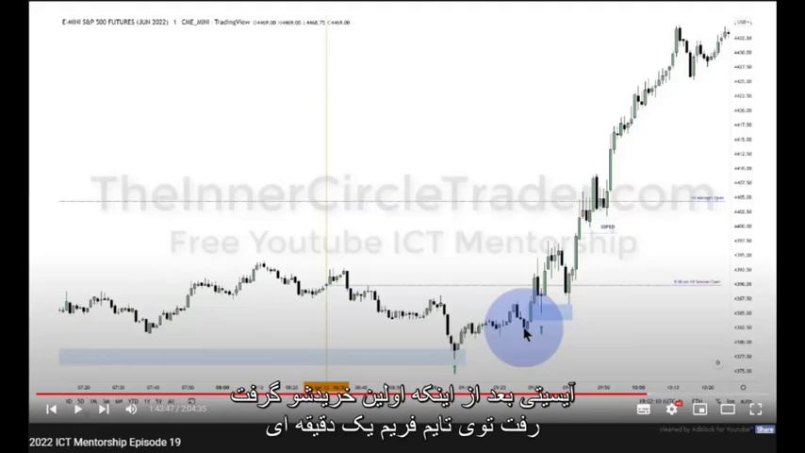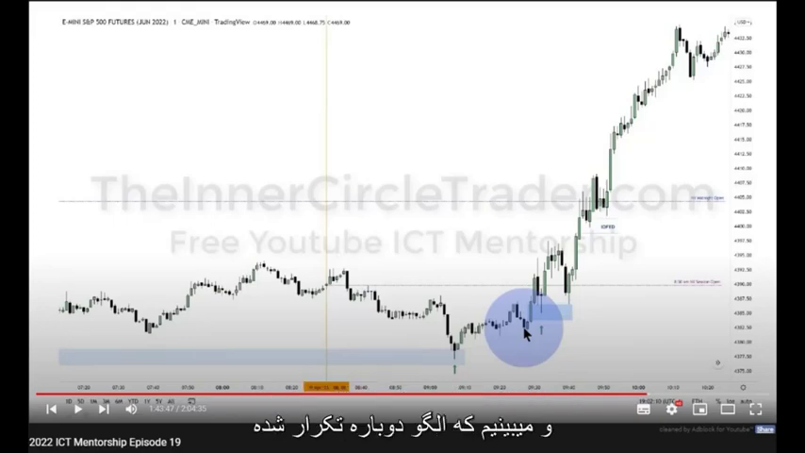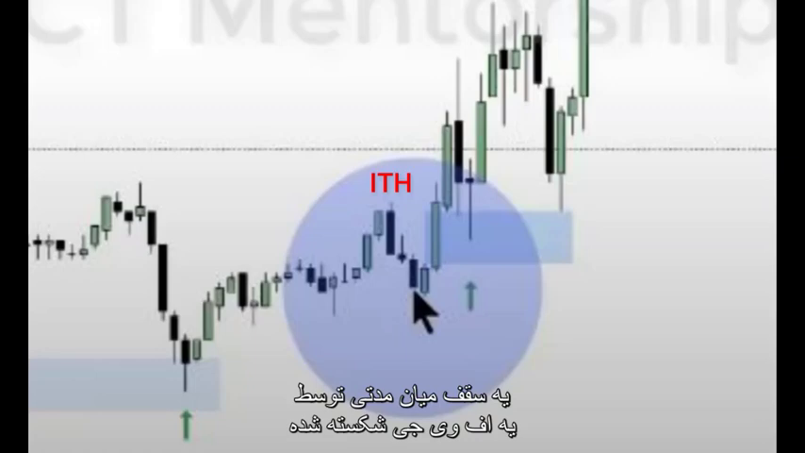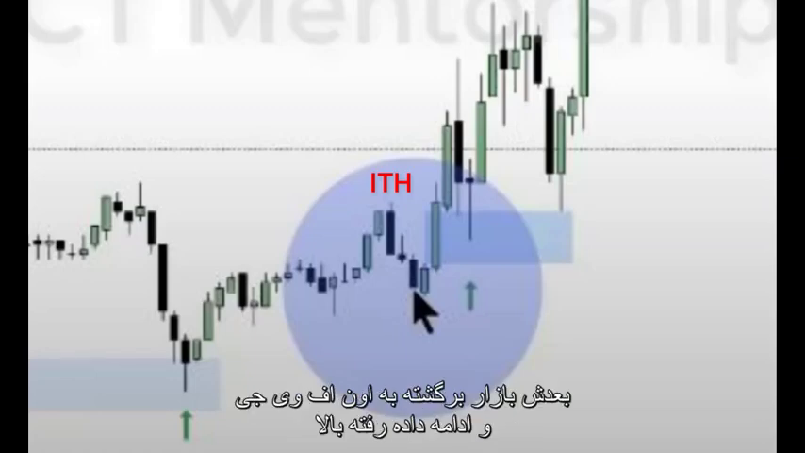ICT then went into the 1 minute chart after he took his first buy on his demo account, and we can see the pattern repeat again. An intermediate term high got broken by a fair value gap. What does the market do? It returns back to this fair value gap before going higher.